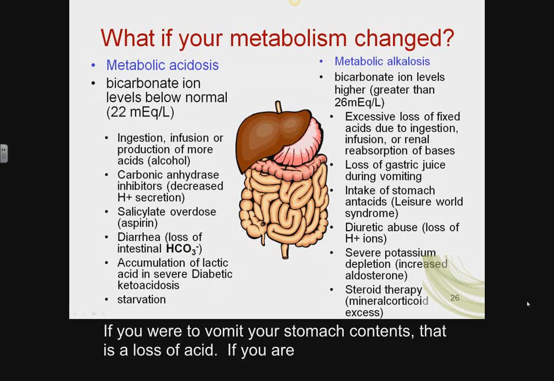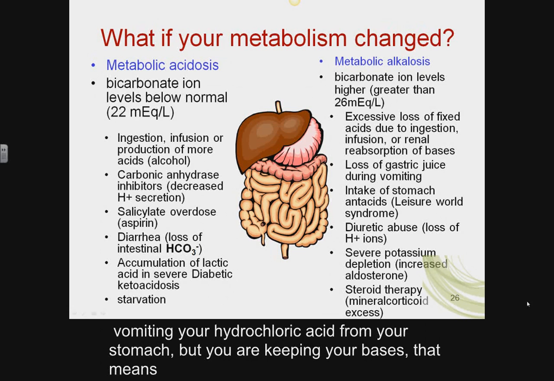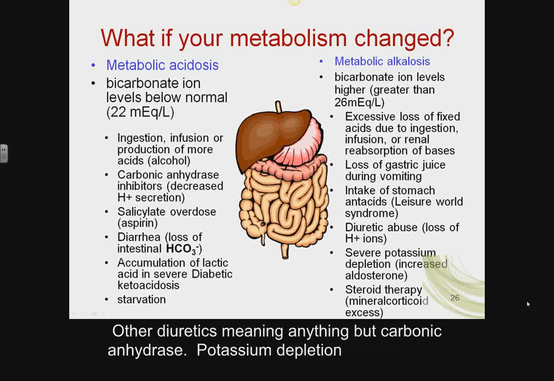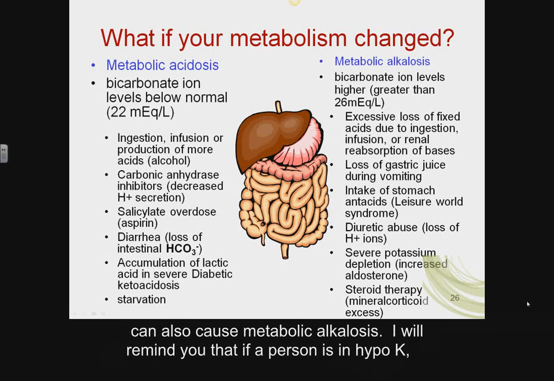Gastric vomiting. If you were to vomit your stomach contents, that is a loss of acid. If you are vomiting your hydrochloric acid from your stomach, but you are keeping your bases, that means you have metabolic alkalosis. Other diuretics can cause metabolic alkalosis. Other diuretics meaning anything but carbonic anhydrase inhibitors. Potassium depletion can also cause metabolic alkalosis.